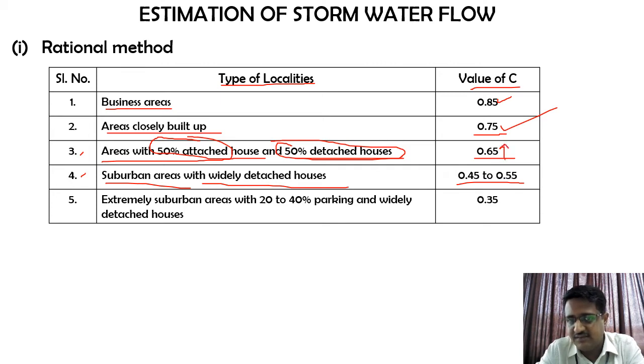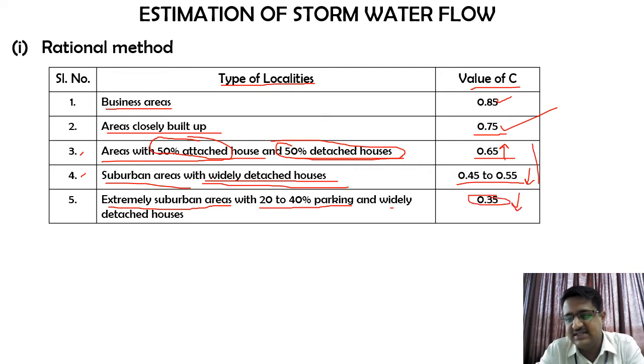Whenever you have widely attached houses, then the quantity of area, or suburban, meaning a village in other sense, so more soil surface will be available, because of which the runoff is going to be less. Extremely suburban areas with 20 to 40% parking and widely detached houses. So here again you can check, this value is still lesser than the above two.